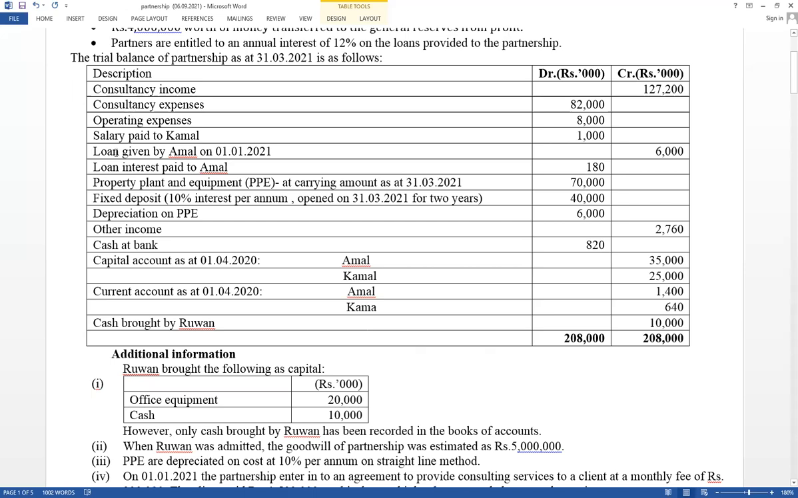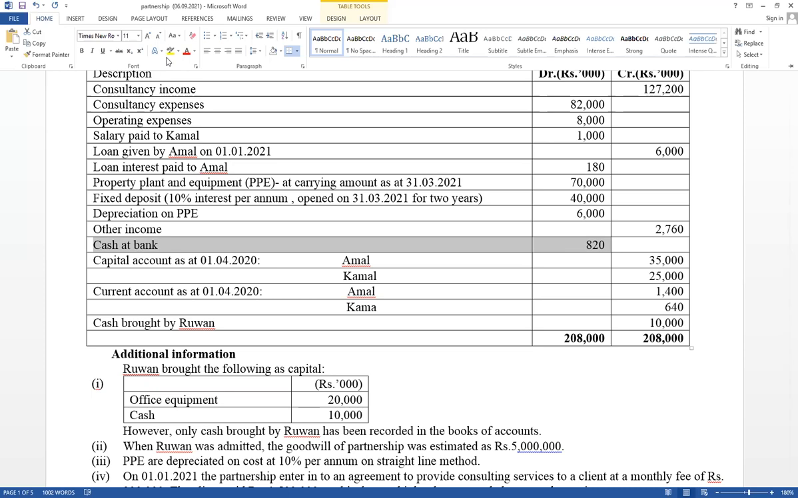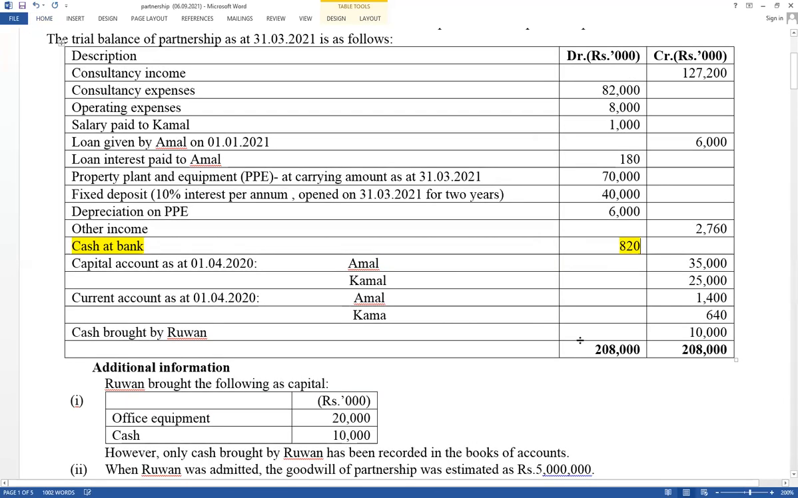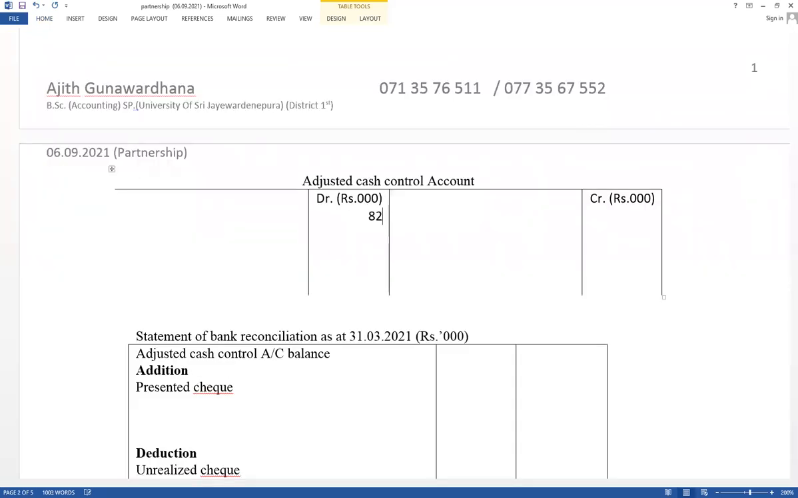Given cash balance, cash at bank, this value 820. That value should be included as a balance brought forward in the adjusted cash control accounts. 820. Take that value. The trial balance values are given in 1000. Debit side as a balance brought forward.